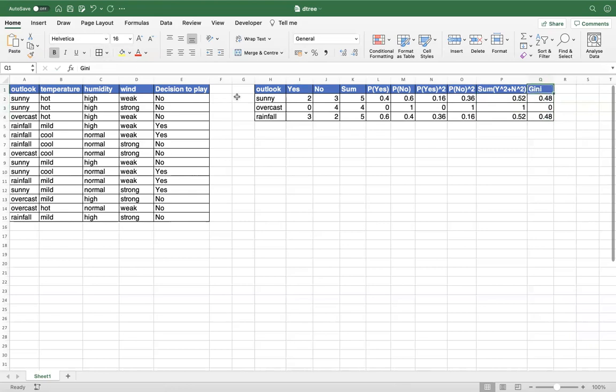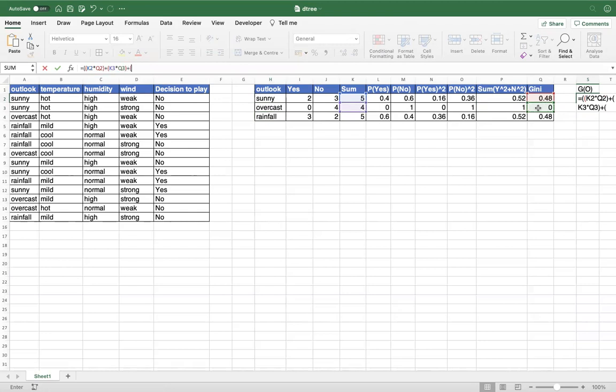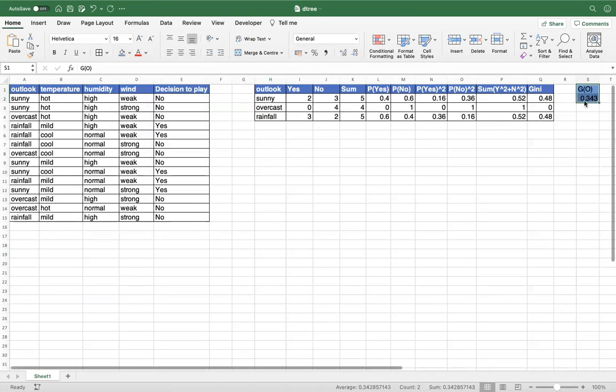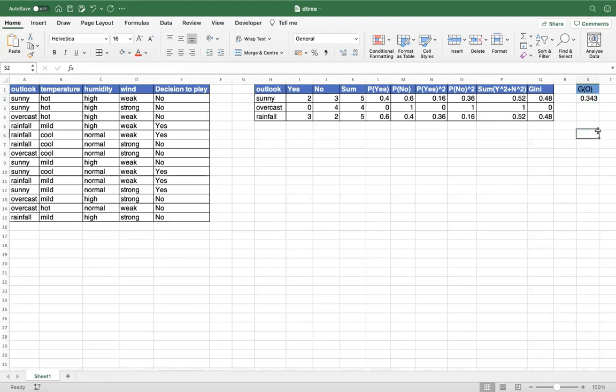So now this is the Gini index of every individual feature, right? The overall Gini index of Outlook can be calculated by the formula: the total instances of Sunny into the Gini index of Sunny, plus the total instances of Overcast into the Gini index of Overcast, plus the total instances of Rainfall into the Gini index of Rainfall, divided by the sum of the total instances, like an average. So what is the Gini index of Outlook? 0.34.